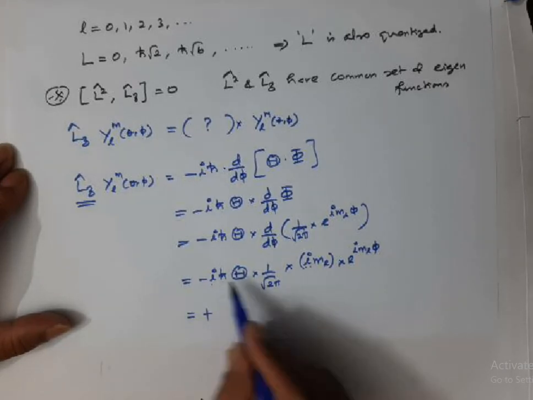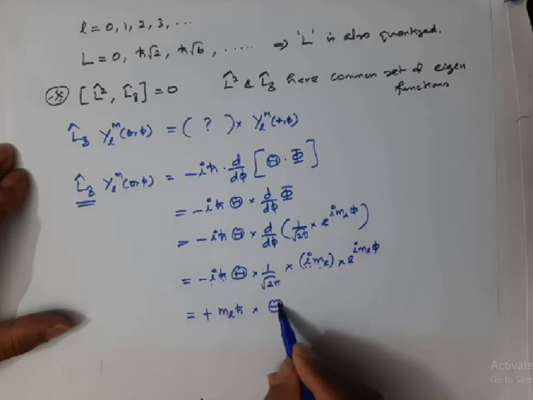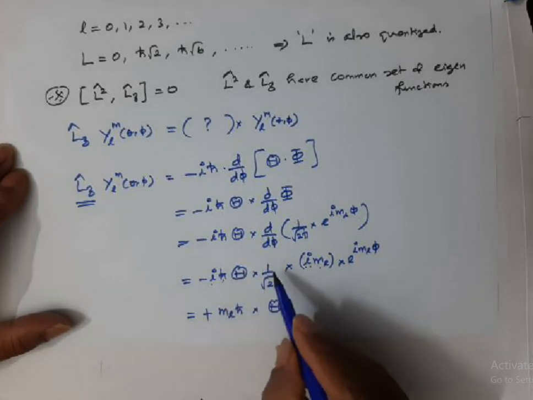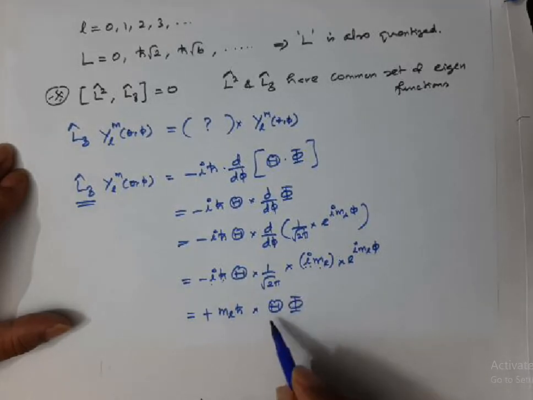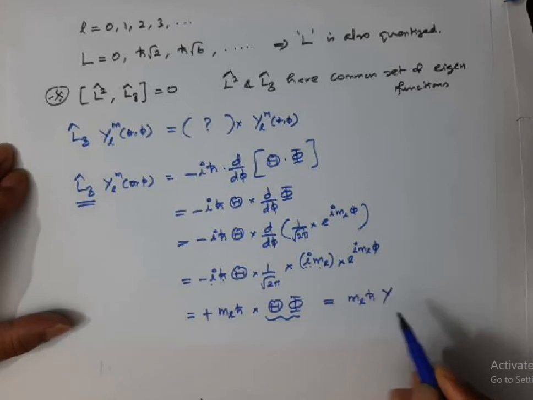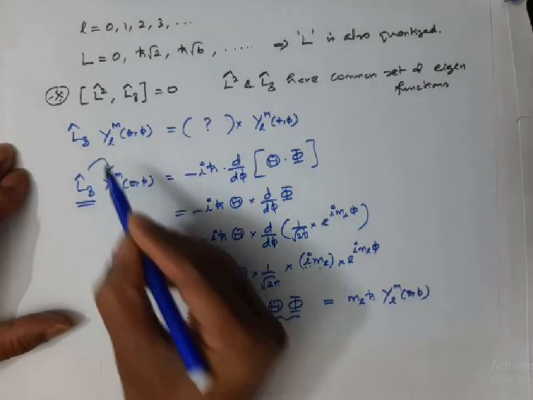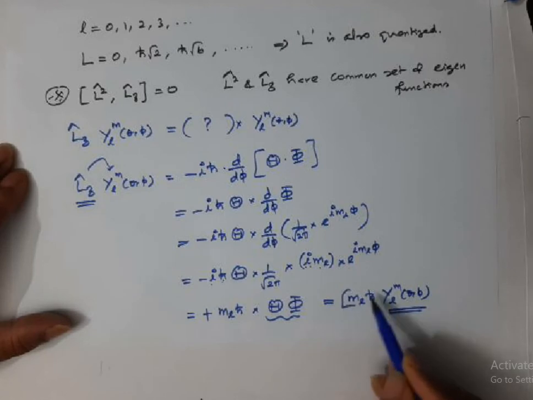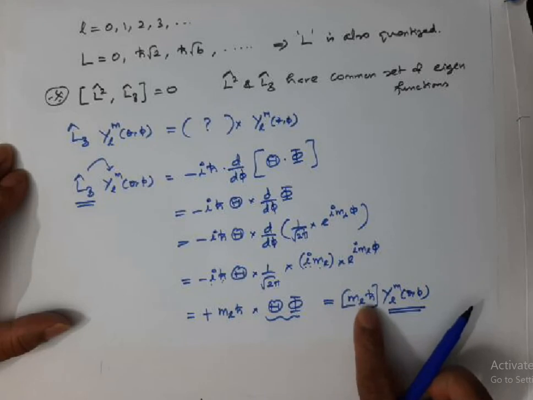Then we have ml and h bar here, so ml into h bar into big theta. And the term we are left with is 1 by root 2 pi into e power i ml phi, which is nothing but big phi, and together this is nothing but Y. So this is equal to ml into h bar into the same function Y L m theta phi. If I apply the operator on this function, I get the same function multiplied by a quantity that is the z component of the total angular momentum, and this is the eigenvalue for that.